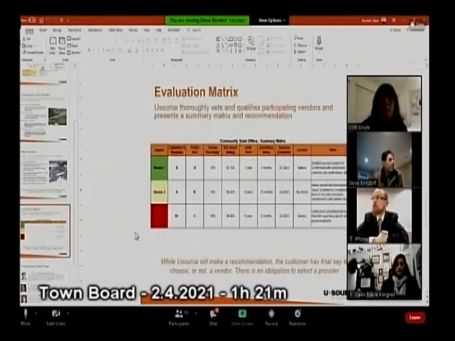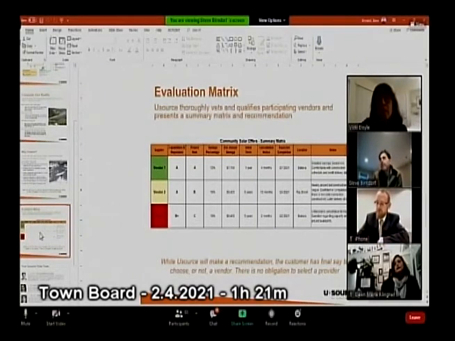The next page really is just a sample of how we would... I'm missing my process slide in this one. Anyway, typically it's about a 4 to 8 week process. We would have a quick meeting with the town. We'd look at your energy usage. We'd put together an RFP. We'll go out to the marketplace. That typically takes 2 to 4 weeks.